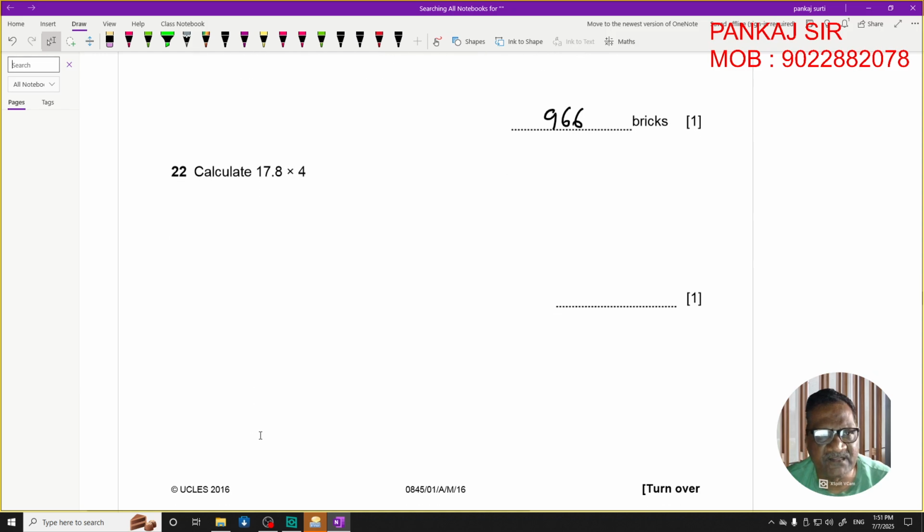Now let us come to question number 22. 17.8 times 4 is how much? First let us ignore the decimal point and write it as 178, and multiply by 4. 8 fours are 32, carry 3. 7 fours are 28, 29, 30, 31, and then again carry 3. 1 four is 4, plus 3 is 7. So I get the answer for 178 times 4 as 712. Since there was a decimal after the last digit, I'll put a decimal after the last digit here also. So this works out to 17.2.